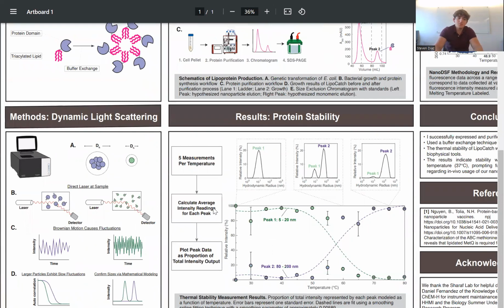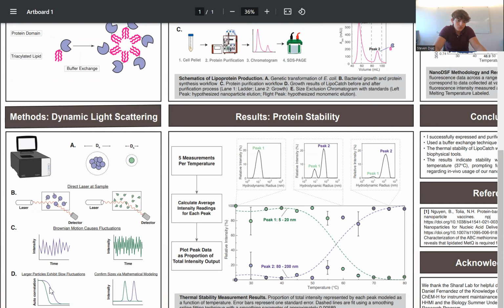To look into this composition alteration in further detail, I used the dynamic light scattering technique, or DLS for short. DLS is an in-solution experiment where a laser is directed at a protein sample and the scattering of light, represented over here, is collected and used to make inferences on the size of our particles. Big particles, as represented over here, diffuse slower and exhibit slower intensity fluctuations in comparison with smaller particles due to the laws of Brownian motion.